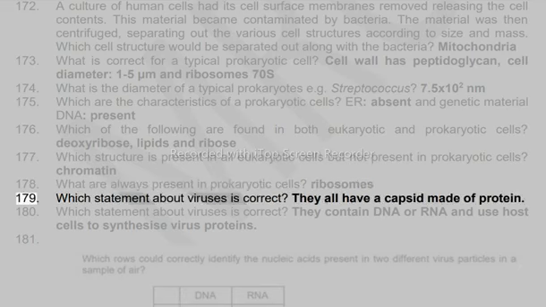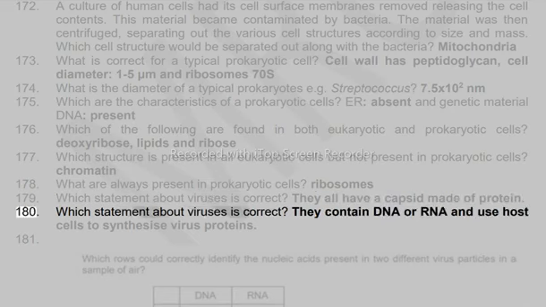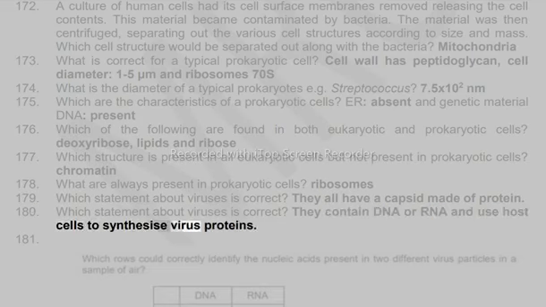178. What are always present in prokaryotic cells? Ribosomes. 179. Which statement about viruses is correct? They all have a capsid made of protein. 180. Which statement about viruses is correct? They contain DNA or RNA and use host cells to synthesize virus proteins.